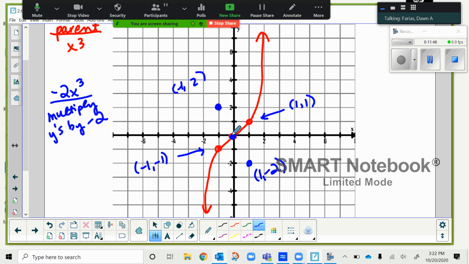It's a little bit hard to tell because 2 isn't a huge change, but this graph has been stretched taller and the negative made it reflect. I know that's a terrible drawing. I apologize. But that's what happened. It stretched a little bit because 2 is greater than 1. If the A value had been a fraction, like a half, my graph would have got shorter and fatter instead of longer and leaner.